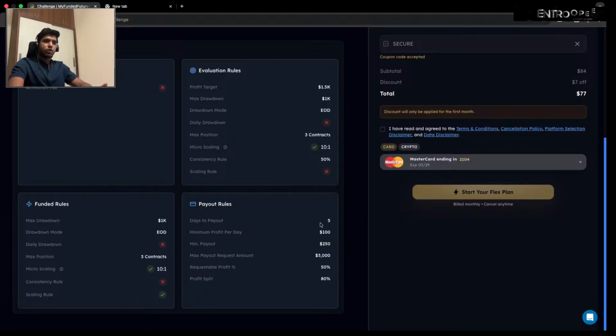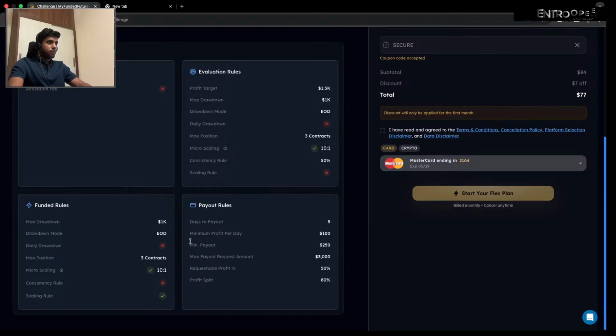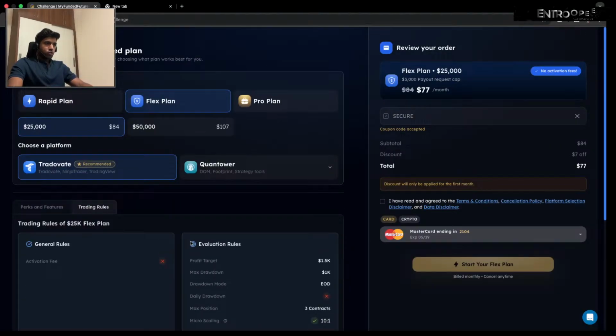So basically, you have to make at least $500 through 5 days, and the minimum payout request that you can raise is $250, not below that. Maximum payout is 3,000 for this particular account. Requestable profit at a time is 50% of your total, and the profit split is 80%. That means you will get 80%, 20% will be going to MFFU. Yeah, those are the rules.